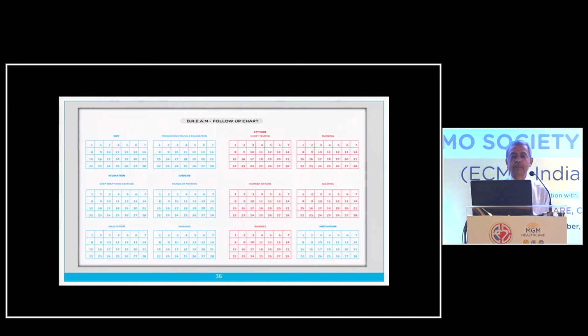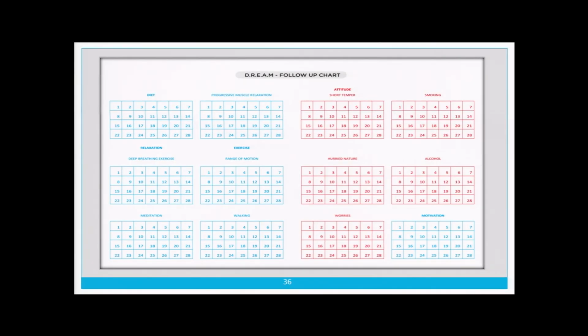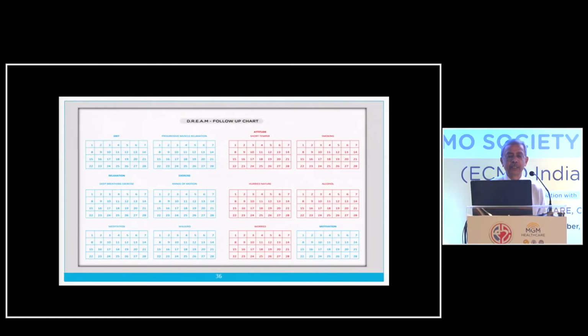So this is before discharge. We sit with them and we tell them what is happening with them and what we have done for them, and the same thing to be done at home. On the diet aspects and on the relaxation aspects, we focus on breathing exercises, meditation, and progressive muscle relaxation. And from the exercise point of view, we focus on range of motion exercises and an ambulation program.